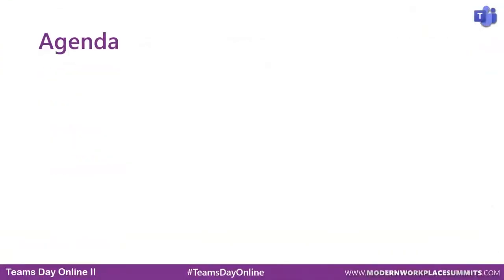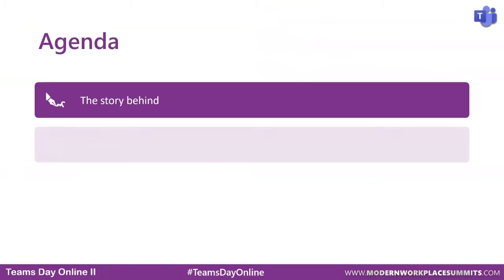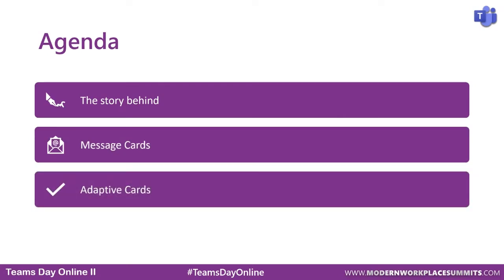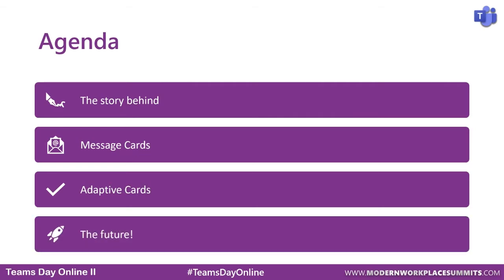The agenda for today is short. First, I'll briefly go through the story, because we don't have enough time to go deep into that. Then I'll go really fast through message cards, adaptive cards, and demos. And lastly, I'll talk about the future.